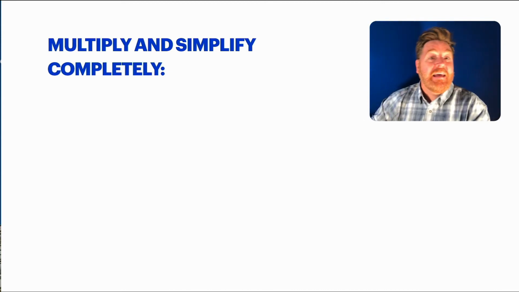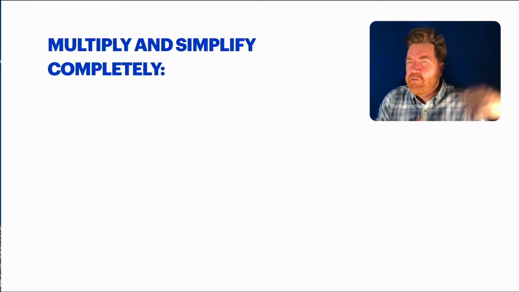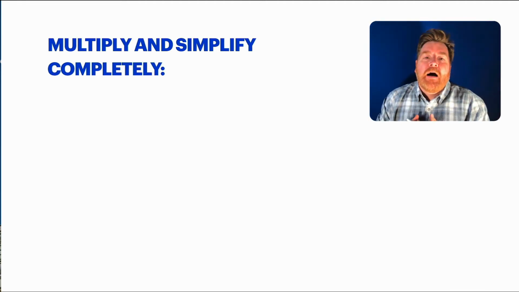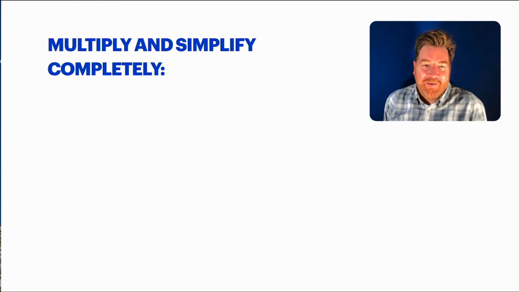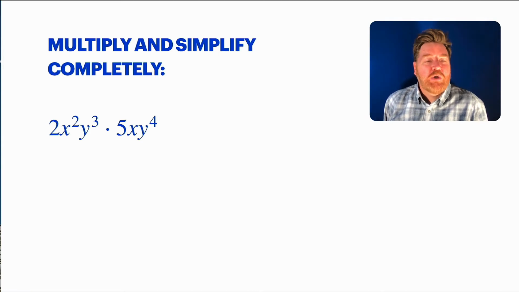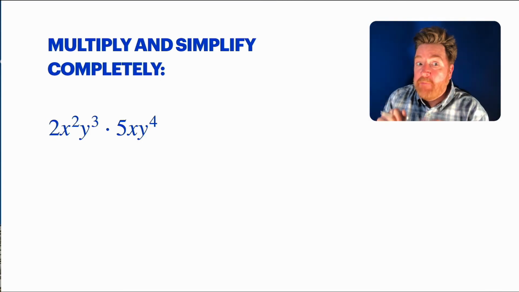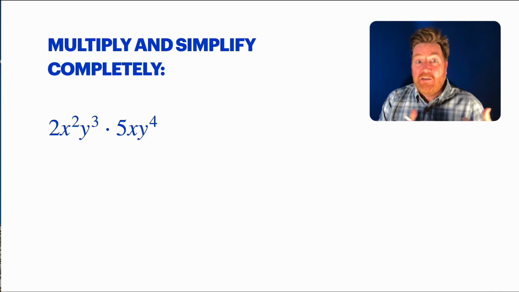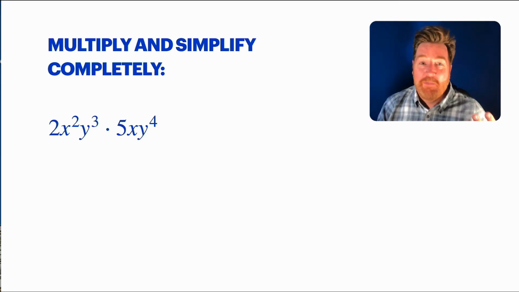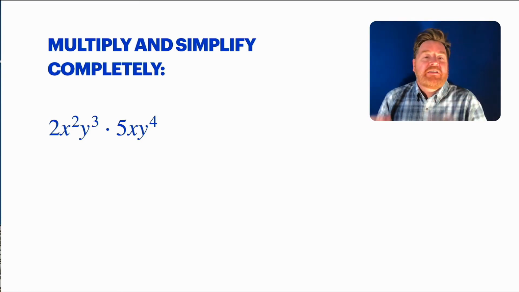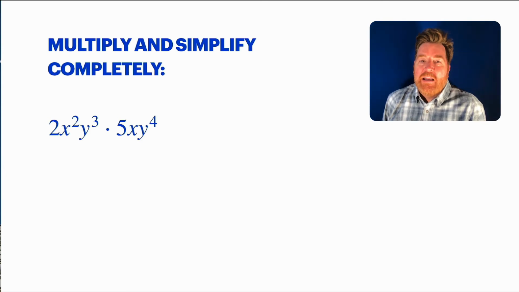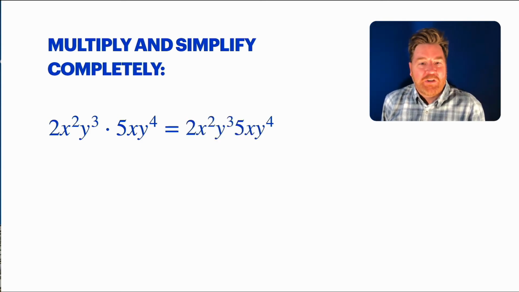Let's multiply and simplify. So in the first couple examples, we're just putting them together. Now, when we try to write them a little bit simpler, we're going to call that simplifying it completely, as we've done in the past. Okay? So how about this? We've got 2x squared y cubed times 5x y to the 4th. First of all, can we multiply x squared y cubed and x y to the 4th? Yes. Automatically, right? Because you can multiply anything by anything. How do you do it? Just put them together, straight across.